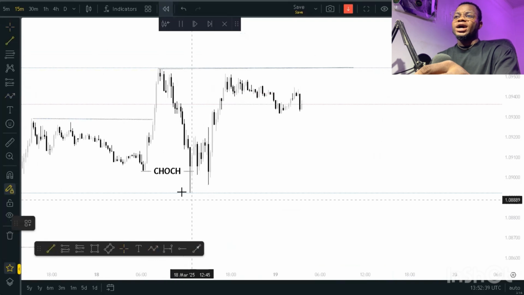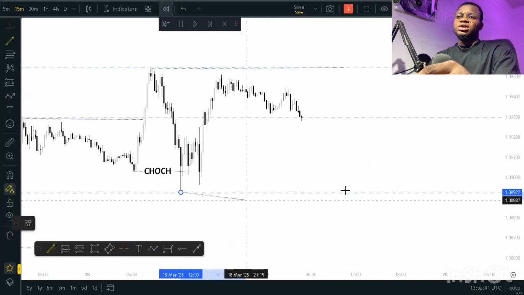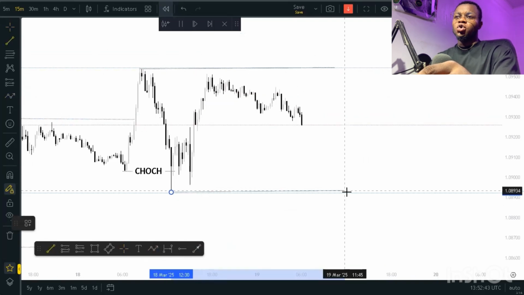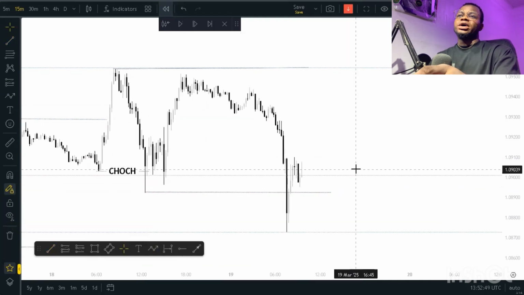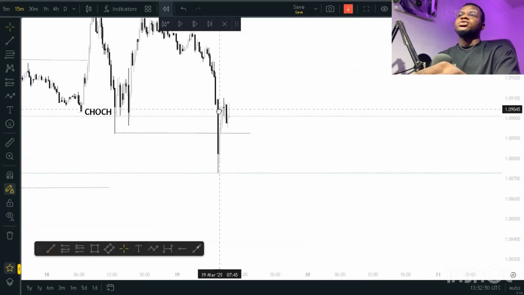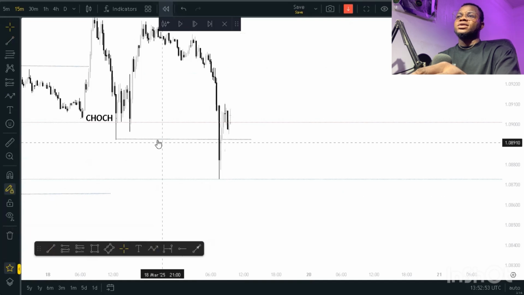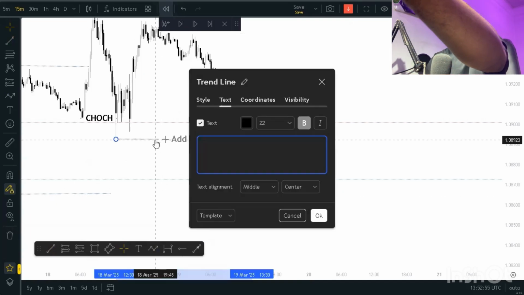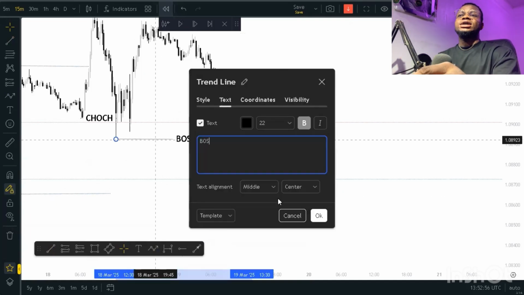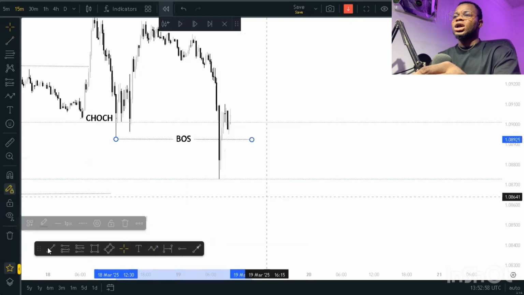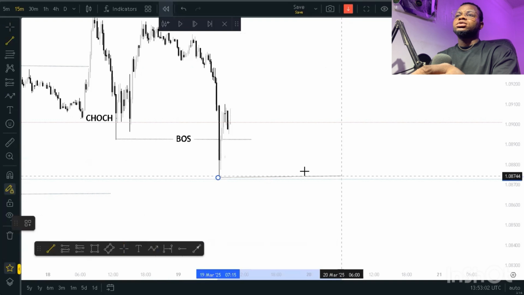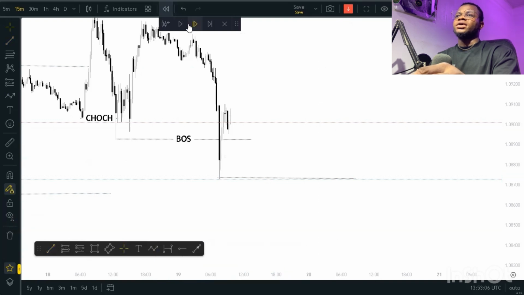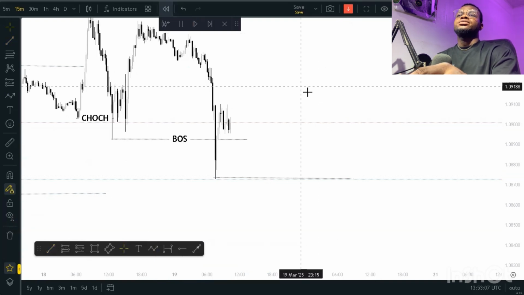So for now, we have a low here. This is a low because this is the level that broke below the previous higher low. So we have a lower low now. You can see we have a lower low. This is a break of structure to the downside. It's a break of structure to the downside, and we have a lower low here. Okay, we have a lower low here. Continue.